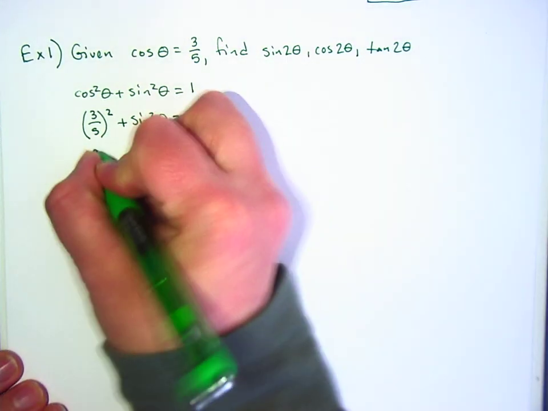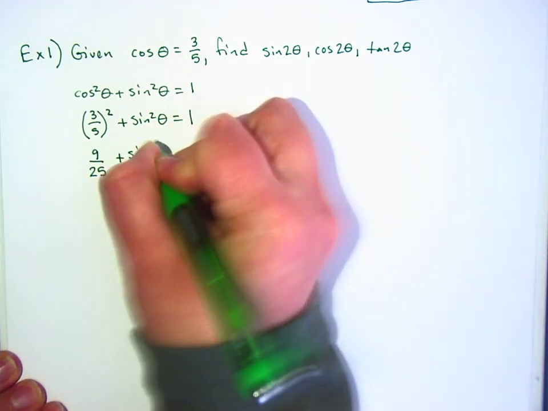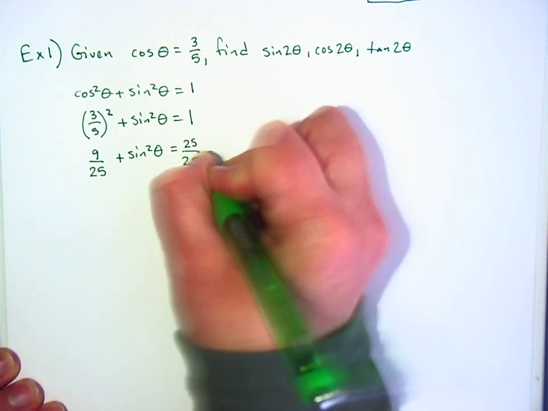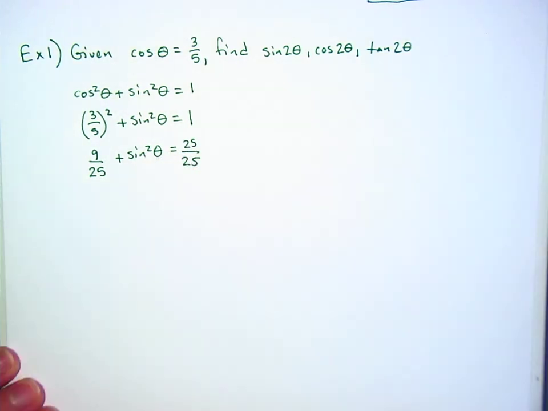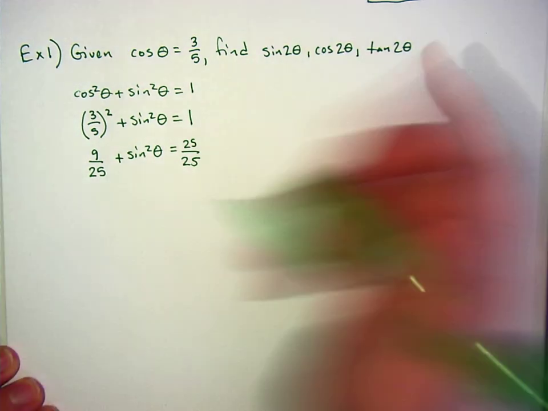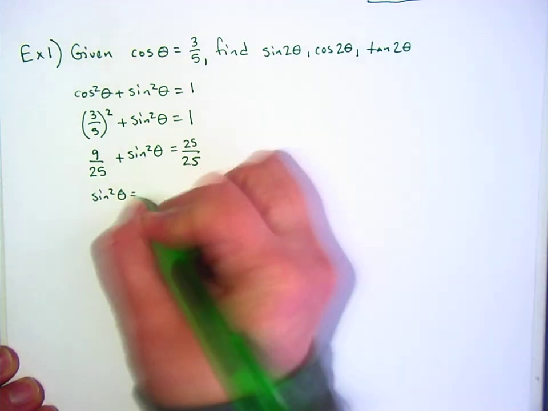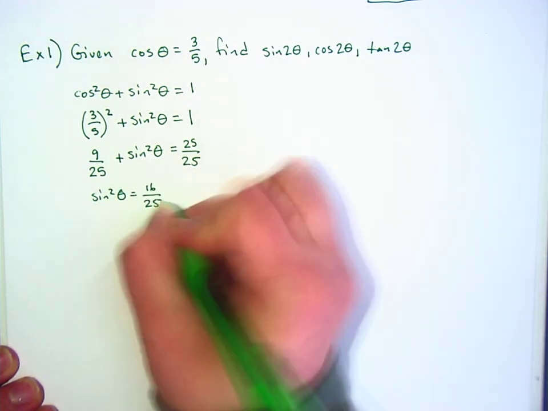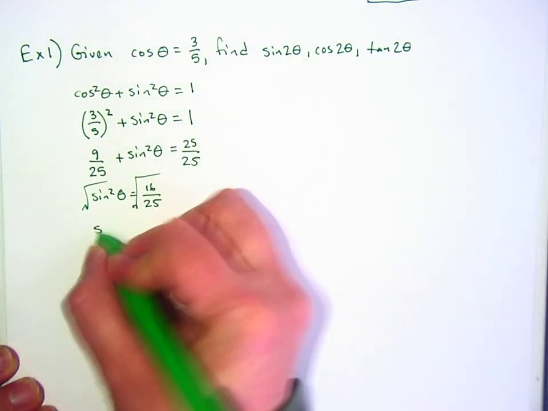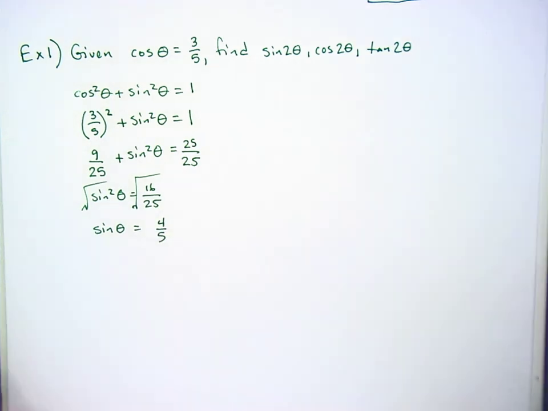Which is 9/25 plus sine squared theta equals, I'm going to make that 25 out of 25 because I already know what's coming. Are you getting to the point where you're doing that too, where you know what's coming as well? We're going to subtract 9 out of 25, which gives us sine squared theta equals 16 out of 25, and then? Square root. Sine of theta equals 4/5.